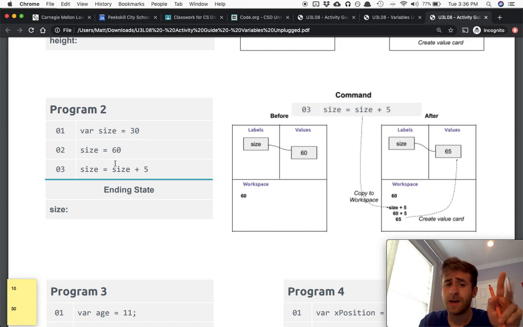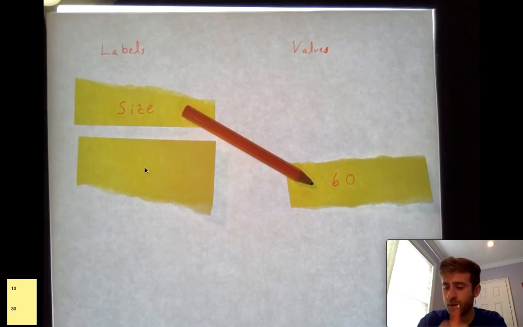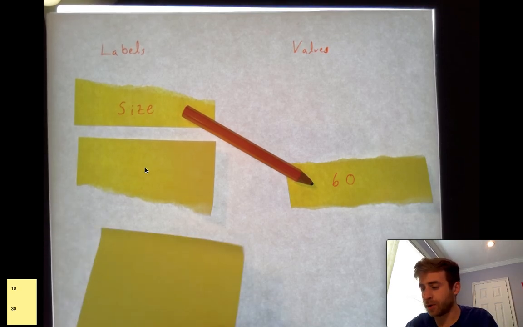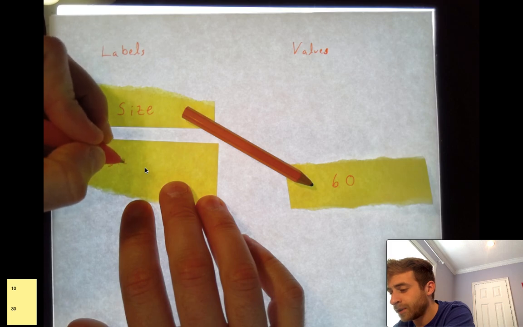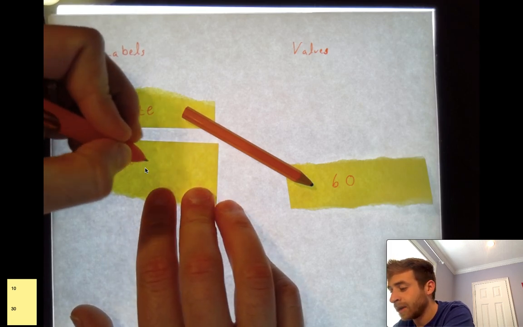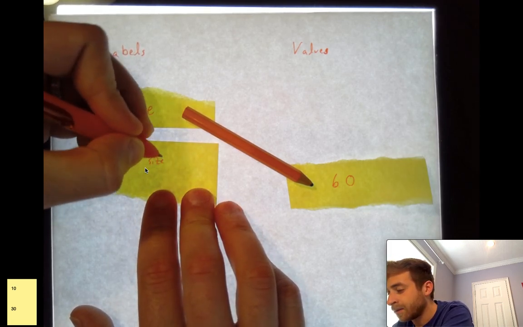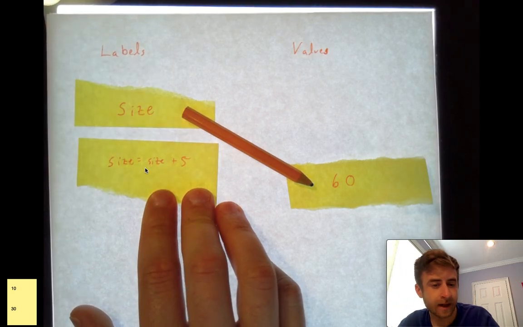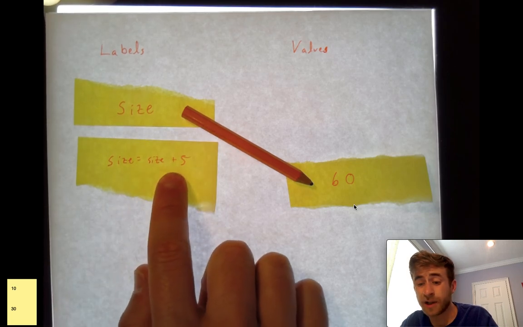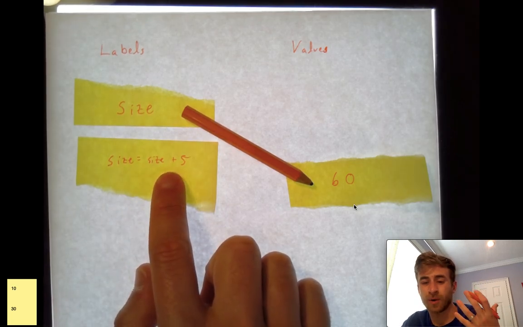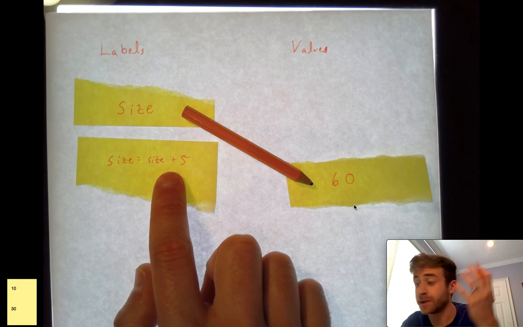Sorry, from line 2. Now we go on to line 3, and it says size is equal to size plus 5. So we'll do that work maybe just on a separate little post-it over here. Actually, I'll just use this one. Size is given the value size plus 5, right? Yep, so on the right side of the equal sign is where we do our arithmetic, where we do our math, or our calculations.